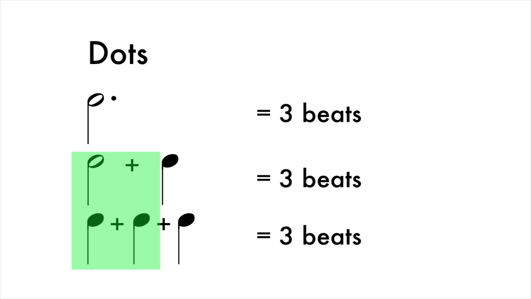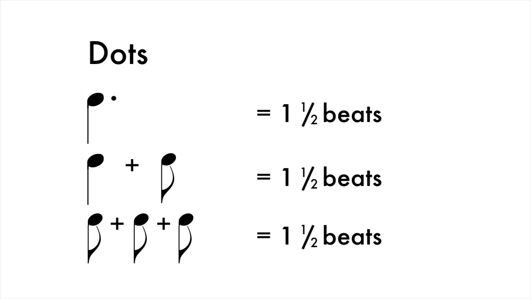2 of those beats for the half note plus half of that duration, which is a quarter note for the dot. The dotted quarter note lasts for 1.5 beats. 1 of those beats for the quarter note plus half a beat, which is an eighth note for the dot.